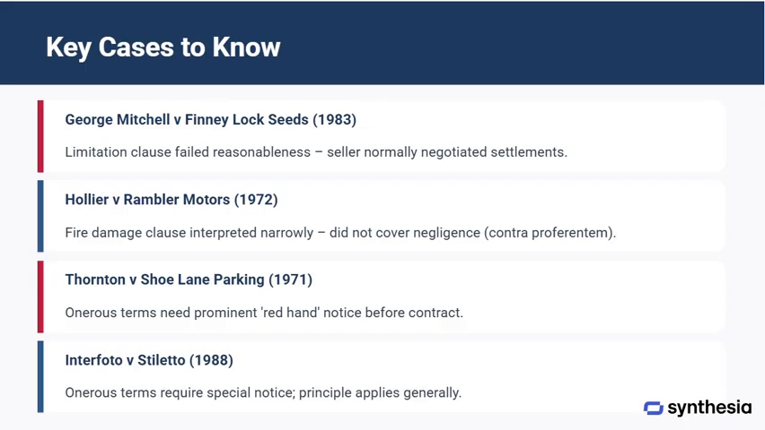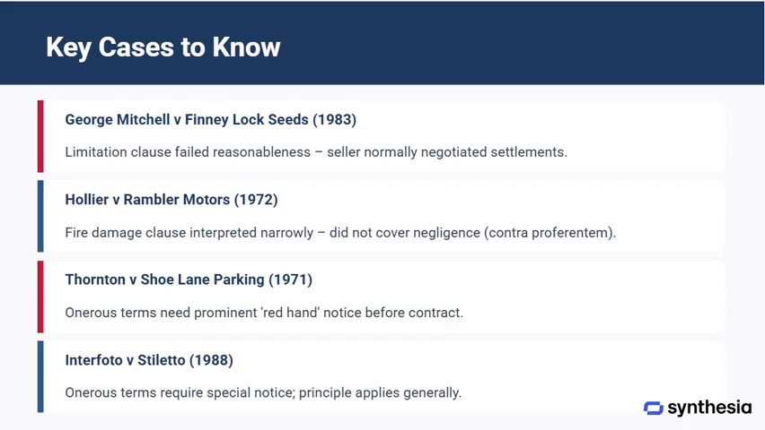Key cases to know: memorize these 4 cases and their principles. George Mitchell v Finney Lock Seeds. 1983, limitation clause failed the reasonableness test because the seller normally negotiated settlements. Hollier v Rambler Motors. 1972, fire damage clause interpreted narrowly and did not cover negligence, classic contra proferentem. Thornton v Shoe Lane Parking. 1971, onerous terms need prominent red hand notice before the contract. Interfoto v Stiletto. 1988, onerous terms require special notice, the principle applies generally.